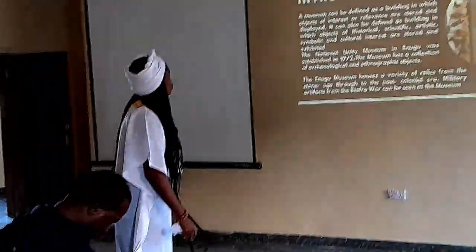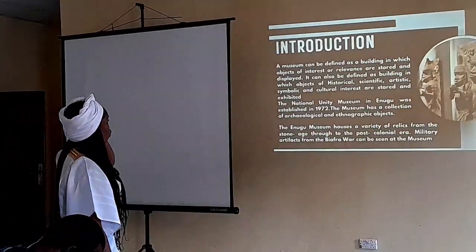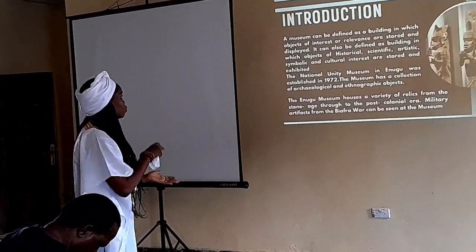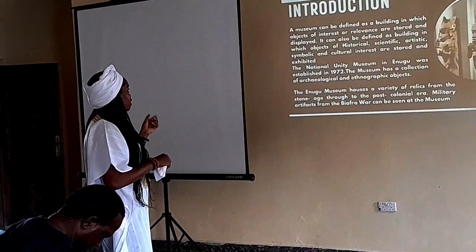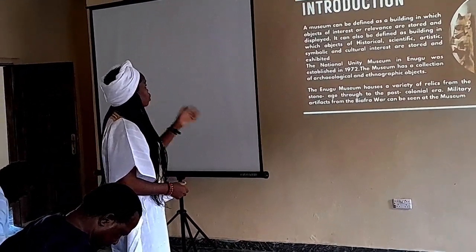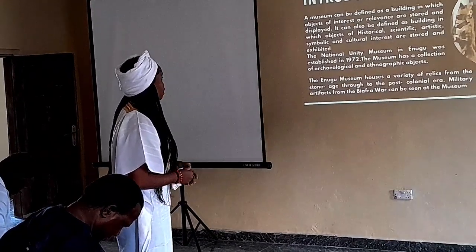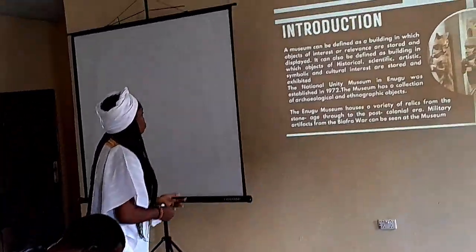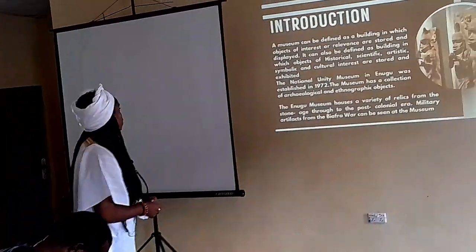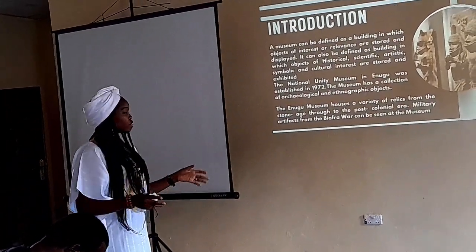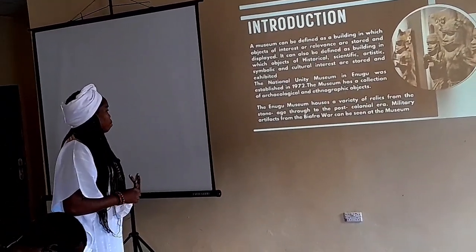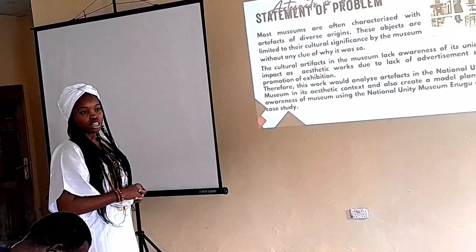A museum can be defined as a building in which objects of interest or relevance are stored and displayed. It can also be defined as a building in which objects of historical, scientific, artistic, symbolic and cultural interest are stored and exhibited. The National Unity Museum in Enugu was established in 1972. The museum had a collection of archaeological and ethnographic objects. The Enugu Museum houses a variety of relics from the Stone Age to the post-colonial era. Military artifacts were also found in that museum.